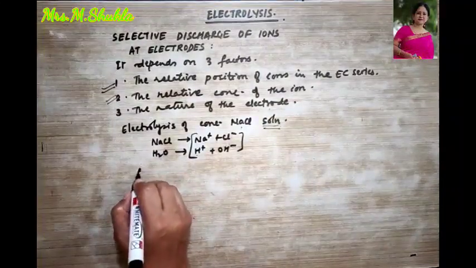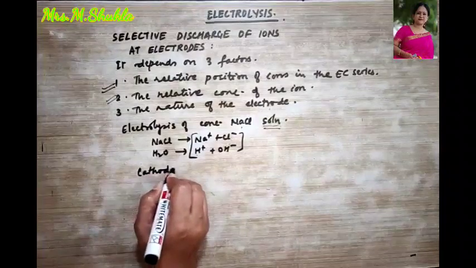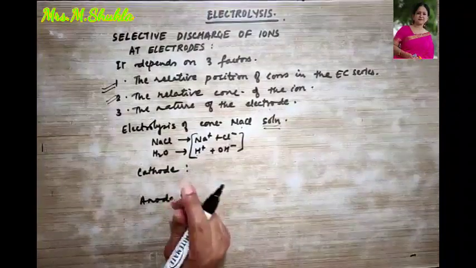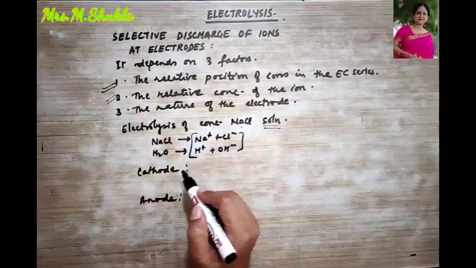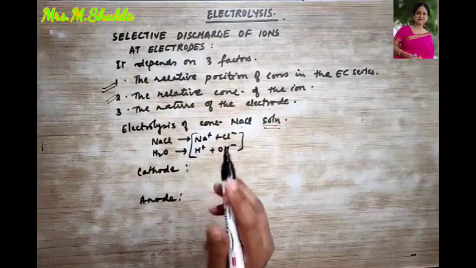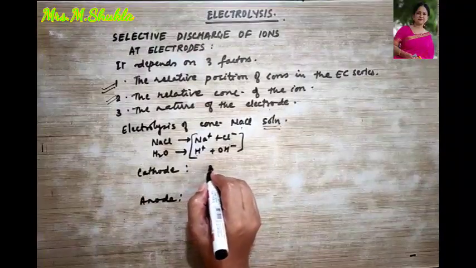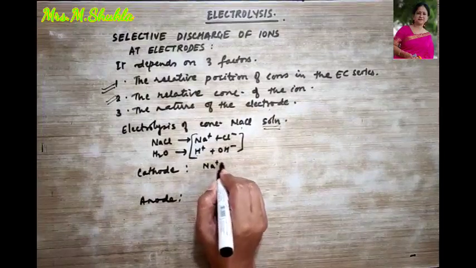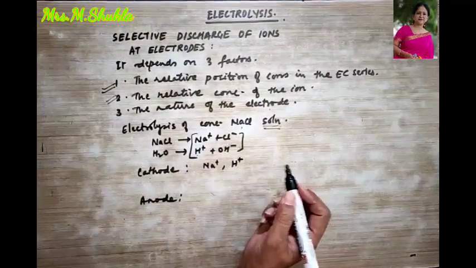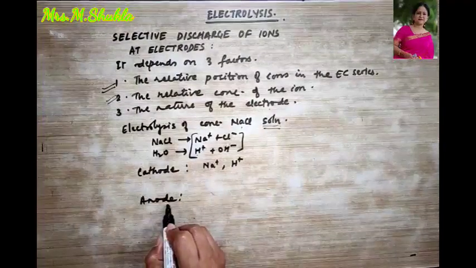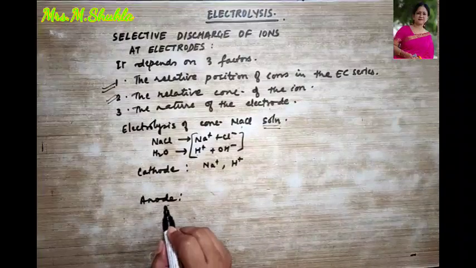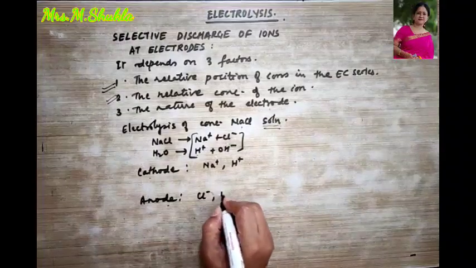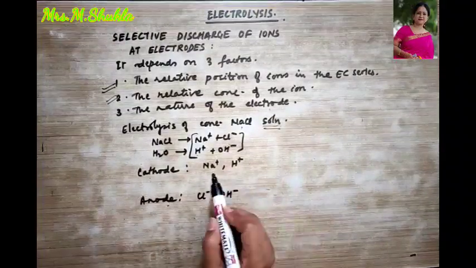Now look over here. What are the two electrodes we are talking about? The cathode and the anode. The cathode is a negative electrode, so positive ions are going to move towards it: sodium ion and hydrogen ion. The anode is a positive electrode, so negative ions are going to move there: chloride and OH-.